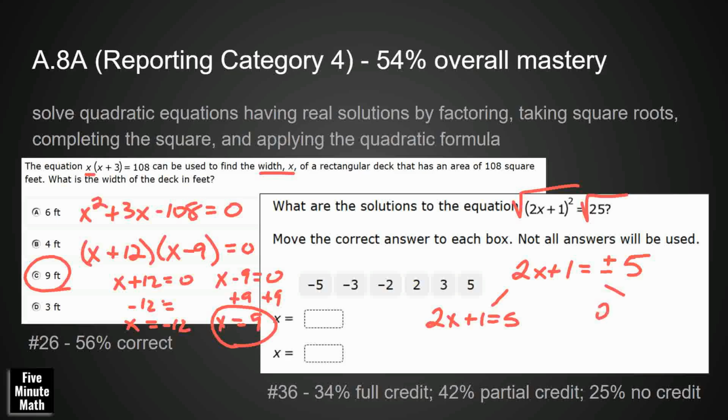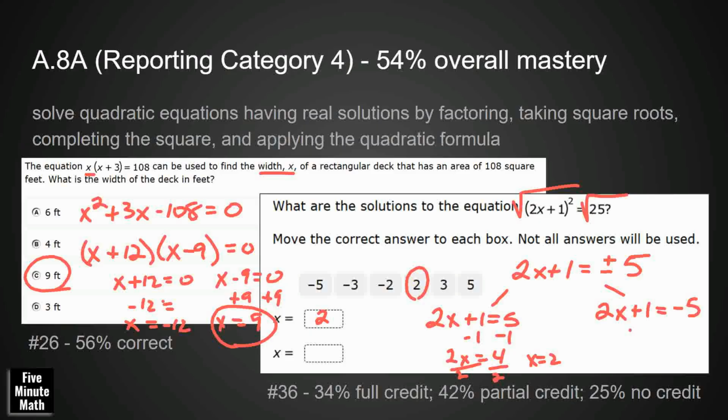And then we're going to get 2x plus 1 equals negative 5. So let's take each of those separately. Now I can get my two solutions. All right, so we're going to subtract 1 from both sides. 2x equals 4. So x equals 2. So let's put a 2 right there.